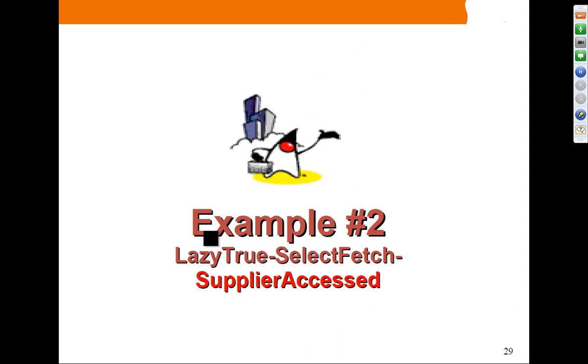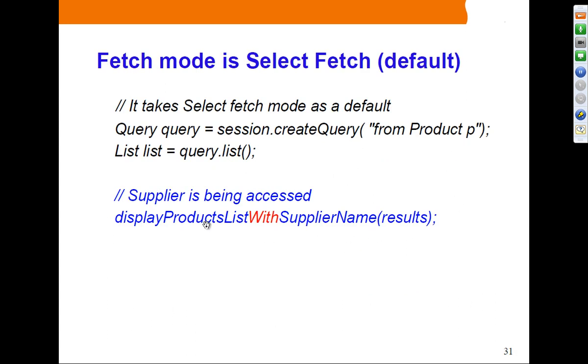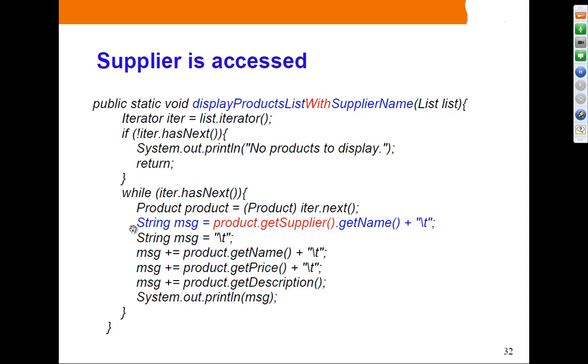Exercise 2 is now where supplier is accessed. Everything is the same, but supplier is now accessed. That's the difference from example 1. Now what we are going to see is display product list with supplier name. In that code, from the product we are in fact accessing supplier. For each of the products, it will try to access supplier, and this will cause a select statement. So if you have 3 products, then it will have another 3 select statements.